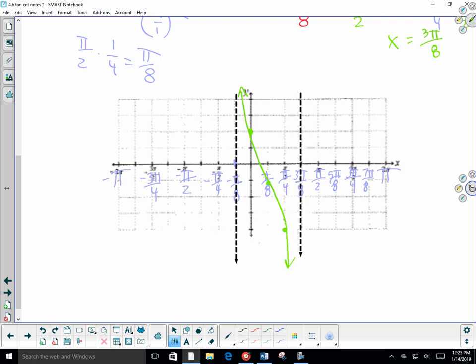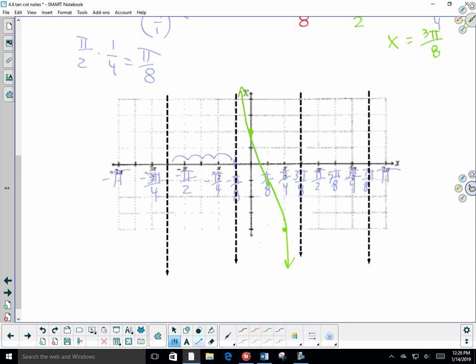And hopefully you're going to notice again, I got 1, 2, 3, 4 jumps in between the vertical asymptotes. So it looks like I'm going to have my next vertical asymptote at 7π/8 right here. Okay, and if I do the same thing over here, 4 jumps, 4 jumps, it looks like my next one is going to be at, I didn't write the numbering. What is that going to be?